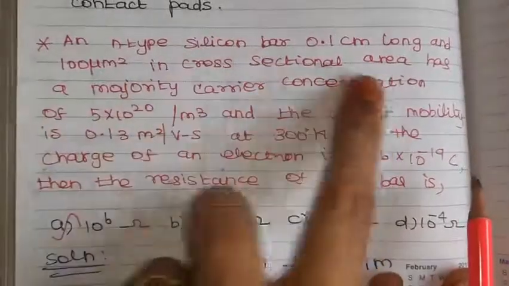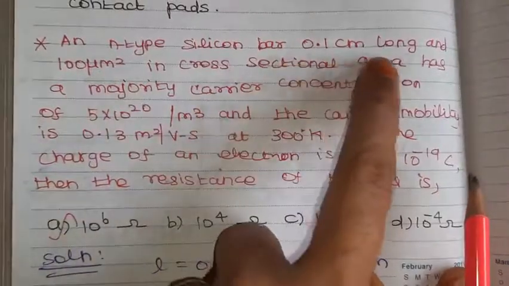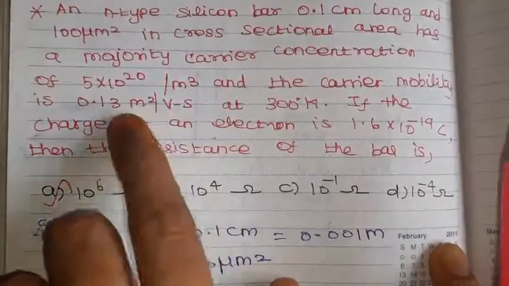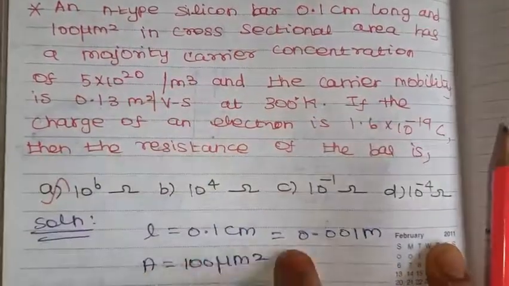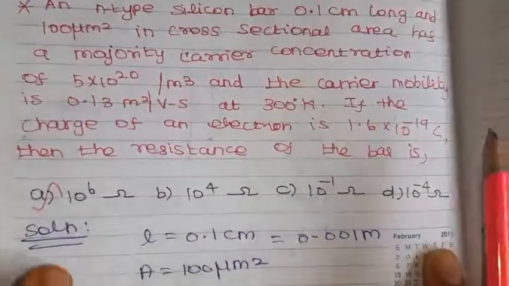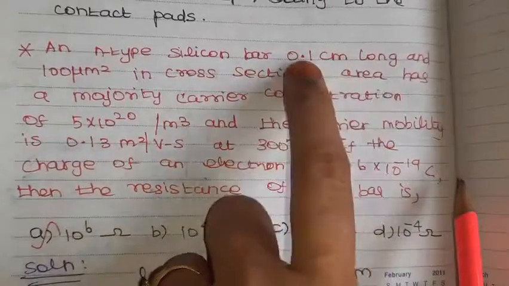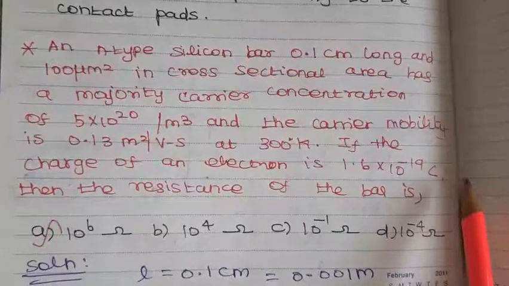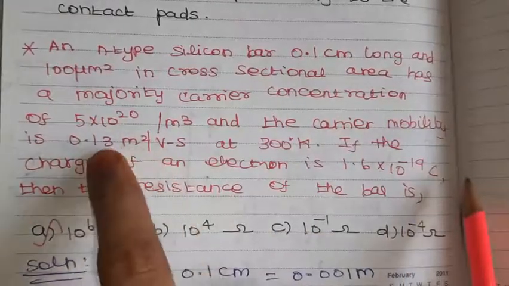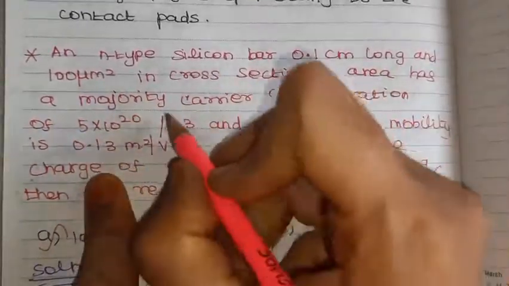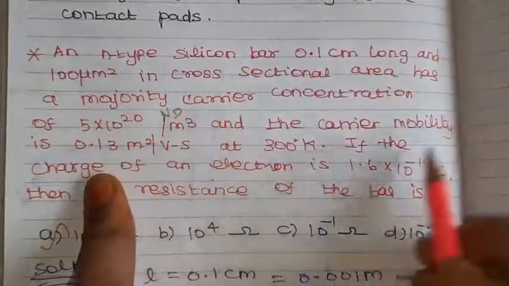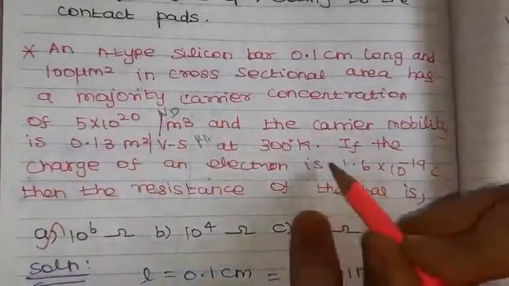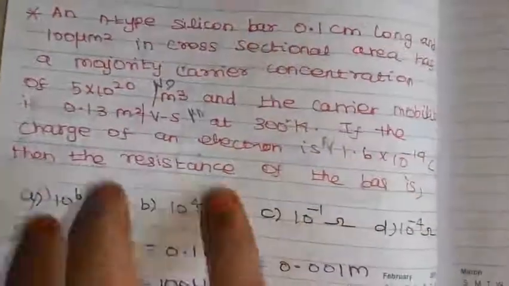It is n type. 0.1 centimeter long means length L is equal to 0.1 centimeter. Other values are given in meters, so we change this to 0.001 meter. Then what else is given? The cross-sectional area A is equal to 100 micrometer squared. The majority carrier concentration, since this is n type, is Nd. The carrier mobility is mu n, and the charge of an electron is q. All data is given, and we are going to find the resistance.